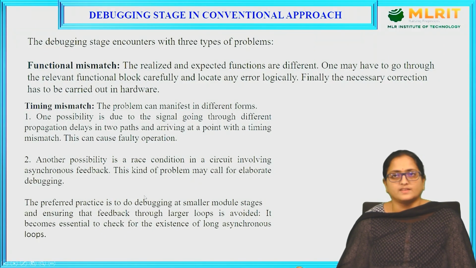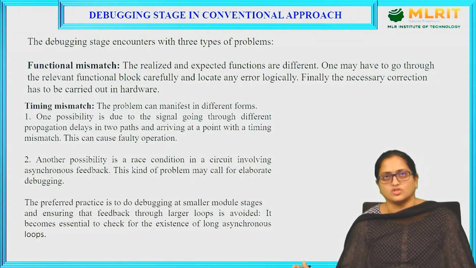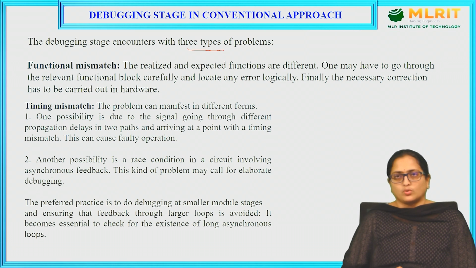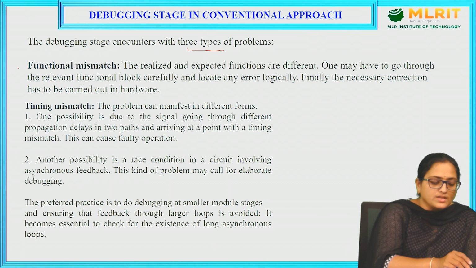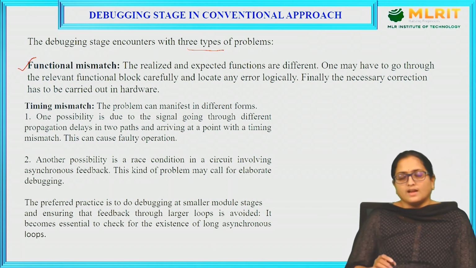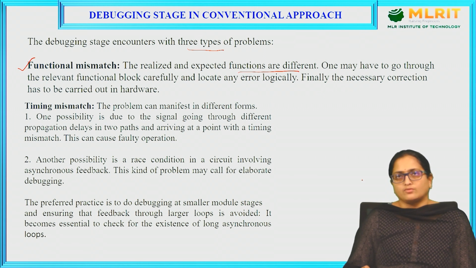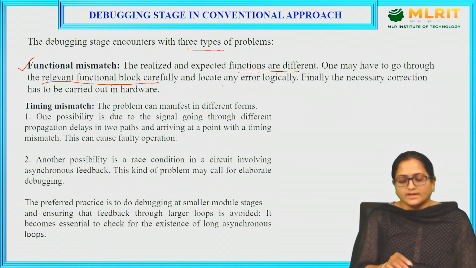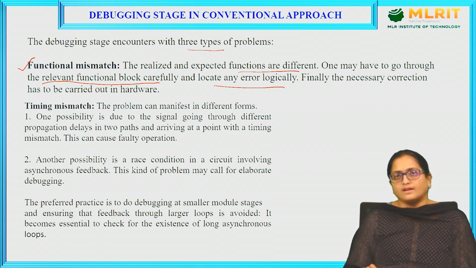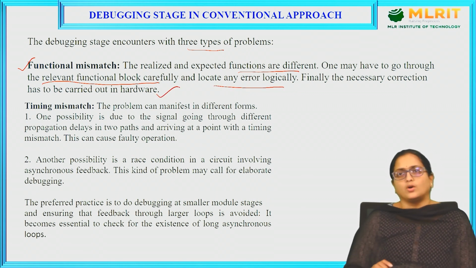So, what are the disadvantages of using this conventional approach? The disadvantage of the conventional approach is in dealing with the debugging stage. So, what happens in the debugging stage in the conventional approach? In the debugging stage, we encounter three types of problems. The first one is functional mismatch. The realization and expected functions are different. You may have to go through the relevant functional block diagram carefully and locate any errors logically. Finally, necessary connections have to be carried out in a hard way.